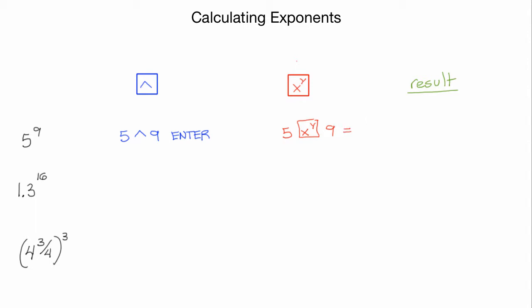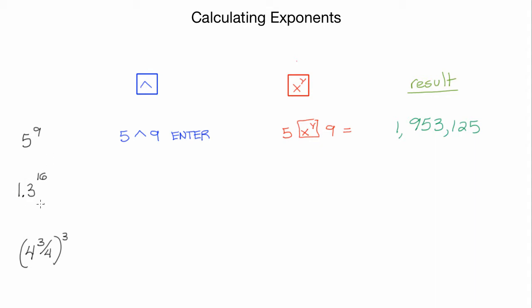All right, so if you do that, what do you get when you calculate? Well, 5 to the 9th is a large number. It is 1,953,125. All right, so there's my first example of calculating with an exponent. Hopefully you got something pretty similar. Let's take a look at a couple other options here.